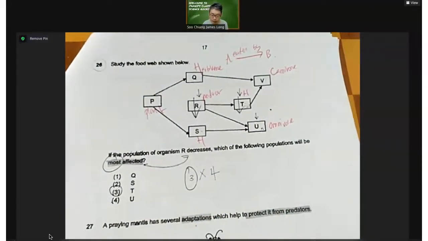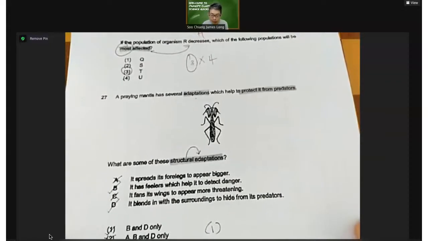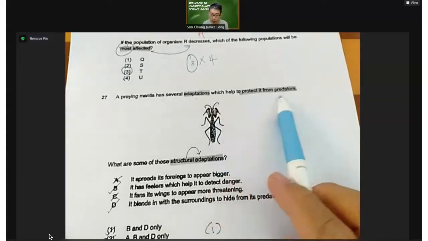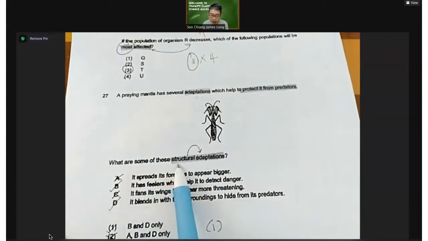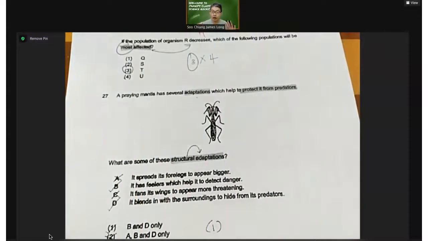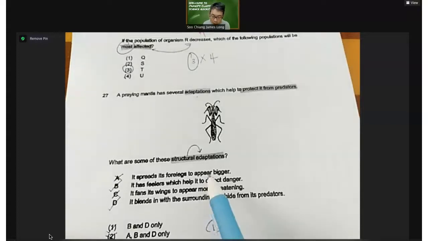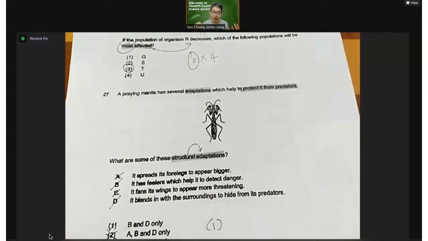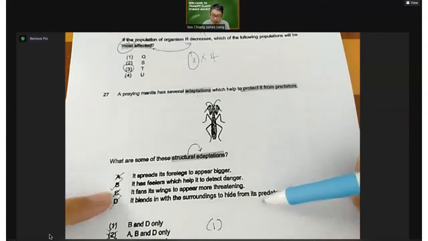Most affected. A praying mantis has several adaptations which help to protect it from predators. So what are these structural adaptations? Structure means, okay, this is for your new topic that you learned just before the holiday started, right? So that refers to its physical characteristic, not the behavior, but physical. And you don't need to memorize any of these. There are only a few things in the text that give you ideas. So usually the picture given to you must help you to understand it better. So let's see if the description here makes sense.